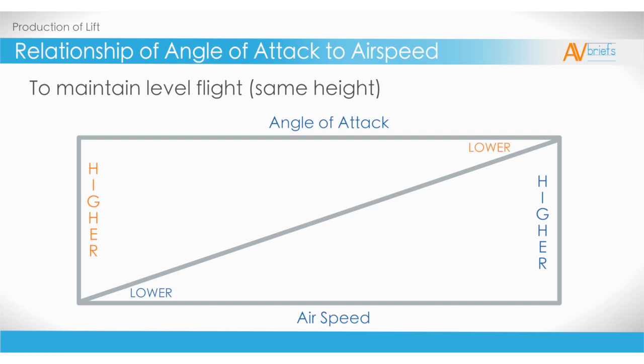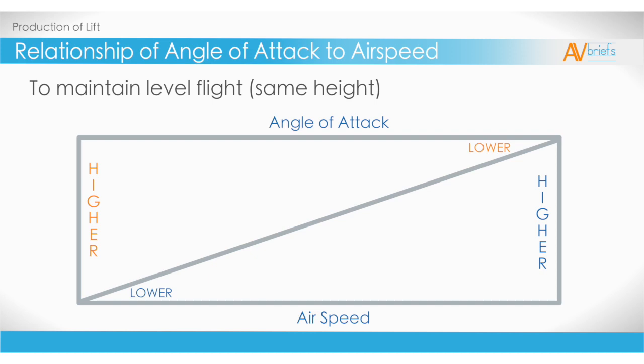The diagram on screen shows this. On the left side of the rectangle, it shows the upper triangle, which is angle of attack, is higher. The lower triangle, the airspeed, is lower. Move to the center of the rectangle, and both angle of attack and airspeed are equal. Move to the right of the rectangle, and the upper triangle, the angle of attack, is lower. The lower triangle, the airspeed, is higher. What we can take from this is that any change to airspeed requires a change to angle of attack to maintain level flight. And vice versa.